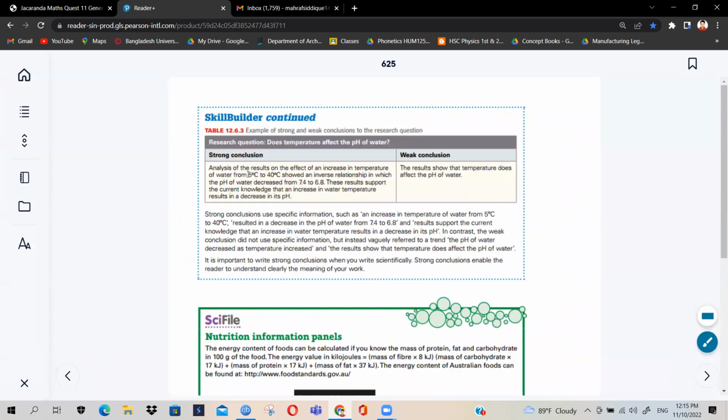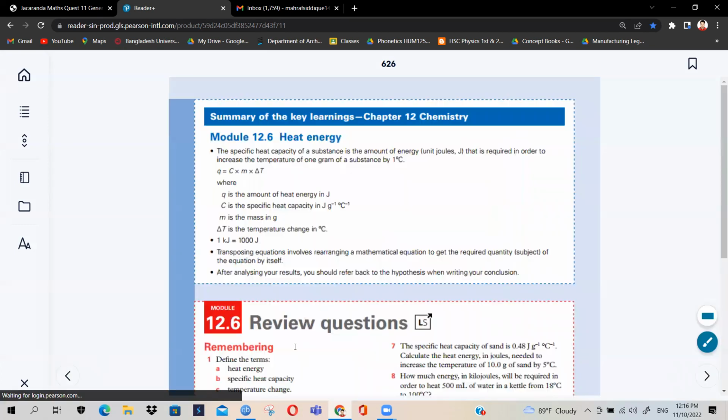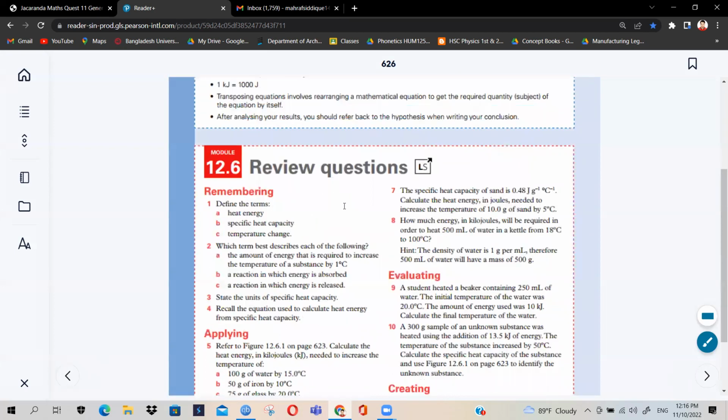They have increased the temperature from 5 to 40 degrees Celsius, and based on that, they have seen that the pH has decreased from 7.4 to 6.8. So from that, we can understand that if we increase the temperature of water, the pH will decrease. That's about it. I guess I don't see anything else.